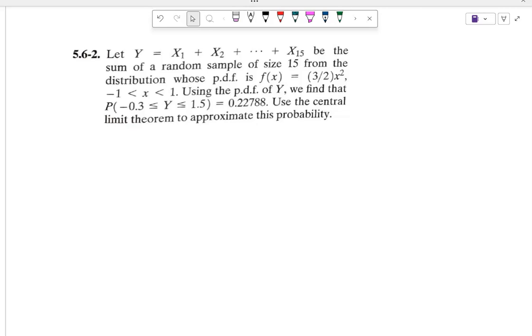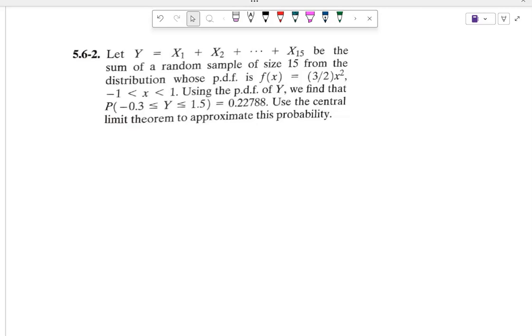Well, if we were going to do this the old way, we would need to figure out what the PDF is for y and then integrate. Notice that y is a transformation of 15 random variables. That seems like a hard thing to find the PDF of, right? We even skipped the transformations of 2 variables, didn't we? We did transformation of 1 variable, y as a function of x.